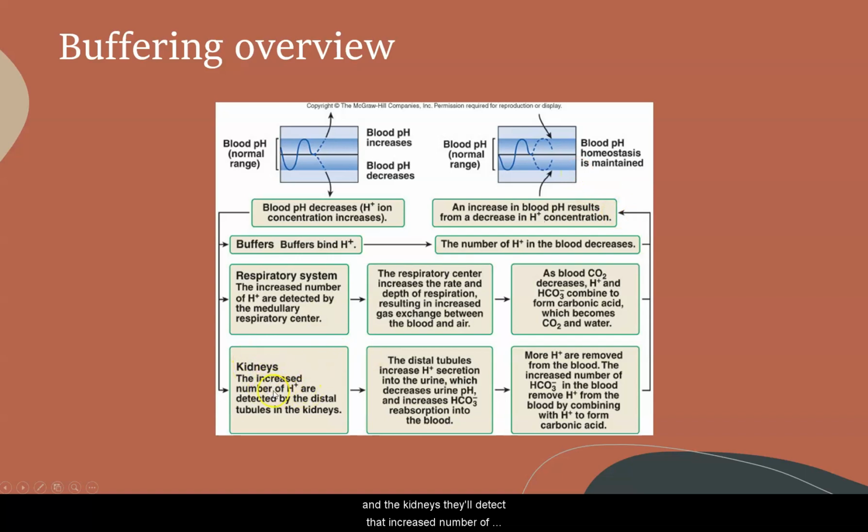And in the kidneys, they'll detect that increased number of protons in the distal tubules, and that will increase secretion of urine, which decreases the urine pH, makes it more acidic because you're putting more protons into there. More of the protons are removed from blood, and that increased number of bicarbonate in the blood removes protons from the blood by combining with it to form carbonic acid. And of course, you're producing more urine, so you'll go to the restroom.